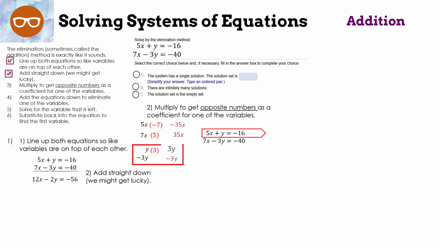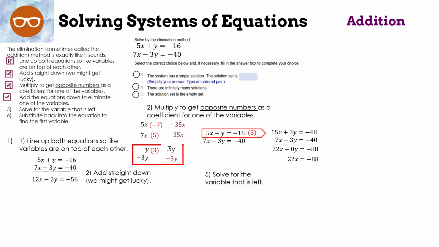I'm going to multiply the first equation by 3. So 5x times 3 is 15x. Y times 3 is 3y, and negative 16 times 3 is negative 48. The second equation I'm just going to leave alone, because now when I add straight down, I have 15x plus 7x is 22x. 3y minus 3y is 0y. And negative 48 minus 40 is negative 88. Woohoo! We have a 0y. So this gives us 22x equals negative 88.